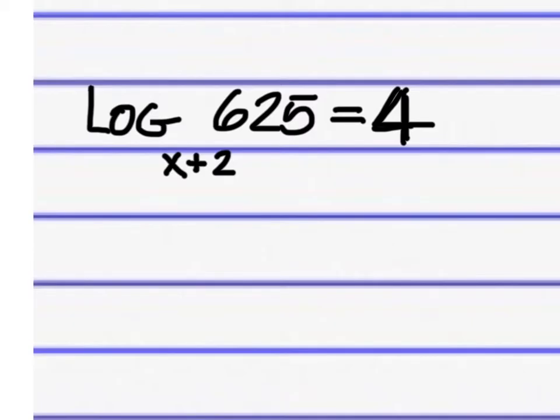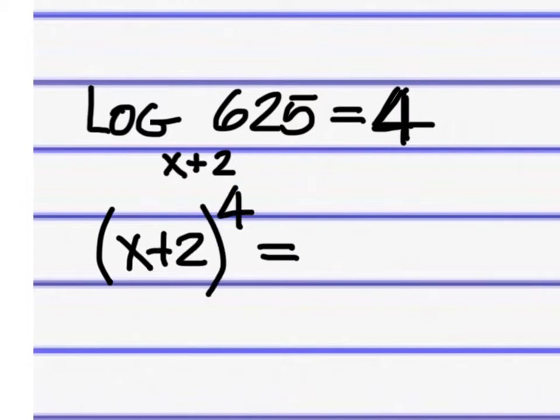Log base x plus 2 of 625 equals 4. You should know that that means the quantity x plus 2 to the 4th power equals 625. Now, don't multiply this out. Don't do x plus 2 times x plus 2 times x plus 2 times x plus 2. You could, but you're going to be wasting your time.